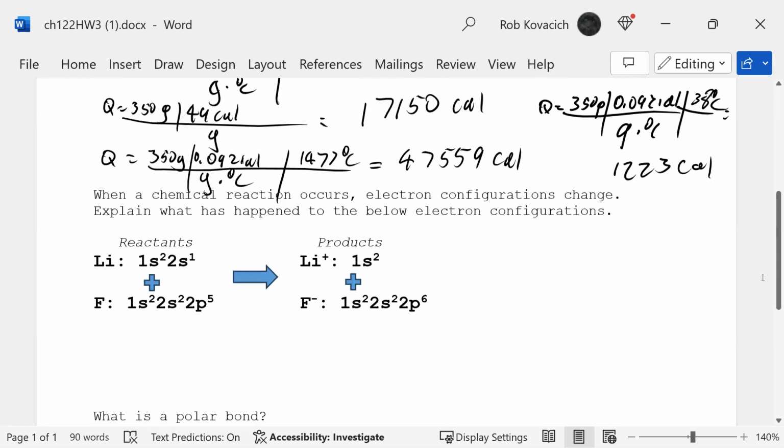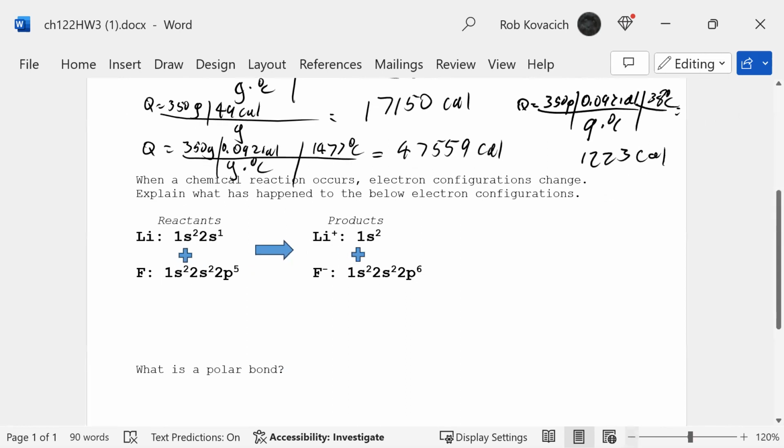Okay, how about this next one? It's too big. What's going on with this?